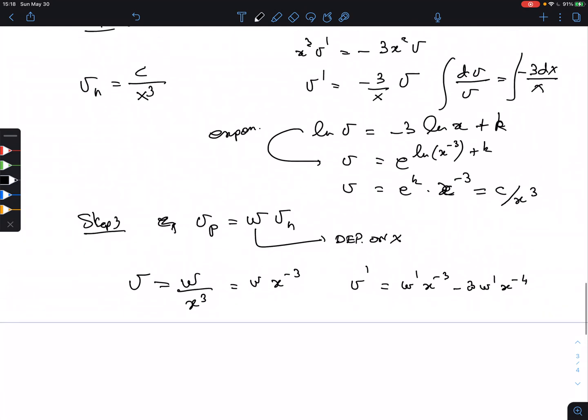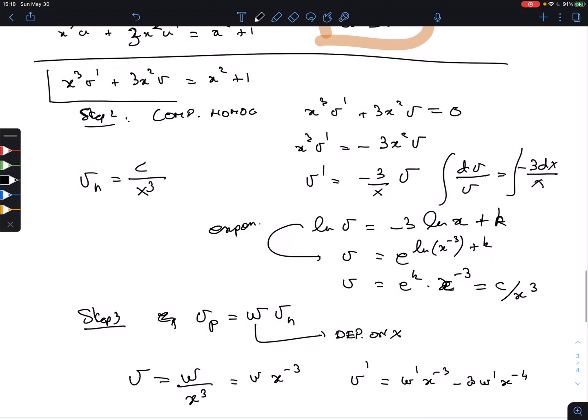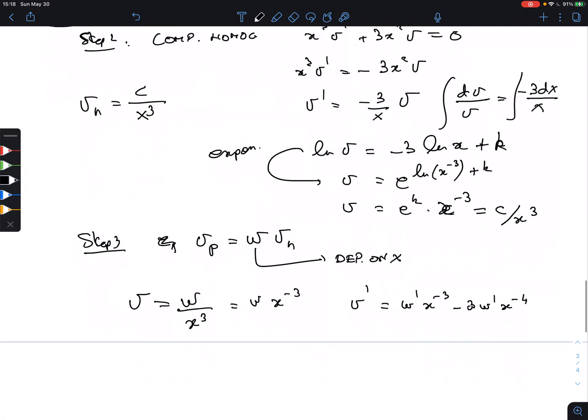So we plug this in now in our equation, in this differential equation that we now try to solve. So this is x cubed w prime, and let me write it again now as in the denominator minus 3. No, that's not w prime here, that's a w.